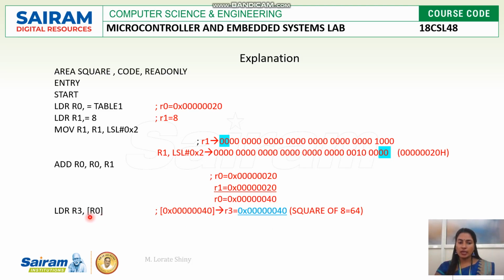Okay, so R0 is written inside the square bracket. So now R0 is not data, R0 is memory. So from that memory, as we have seen, at address 40 we have the square of 8. That we are moving to the R3 register. So finally the square of 8 will be available in the R3 register as well as in this memory location.